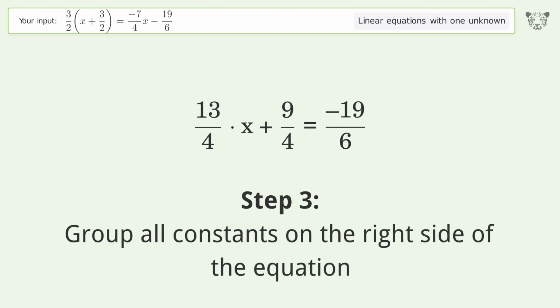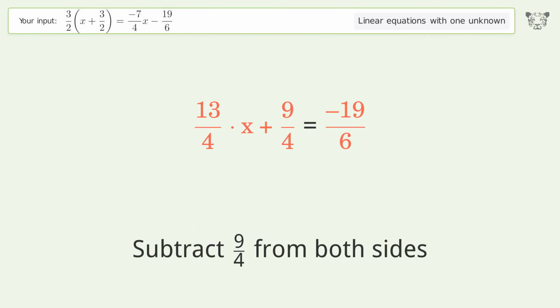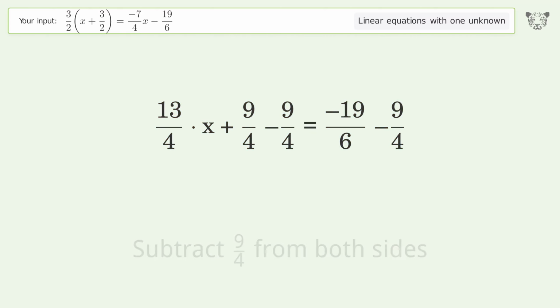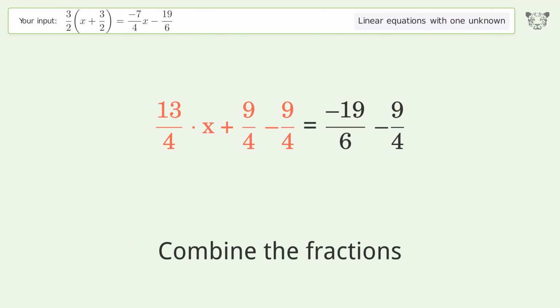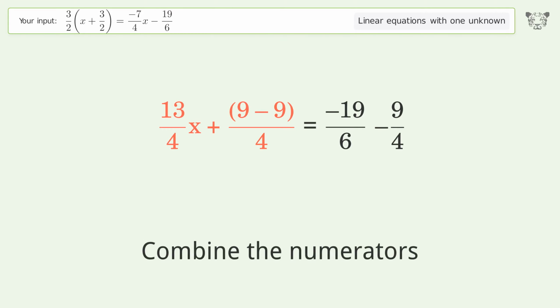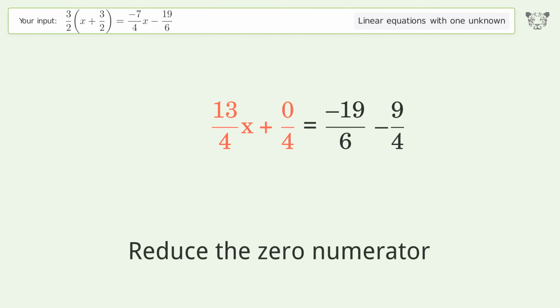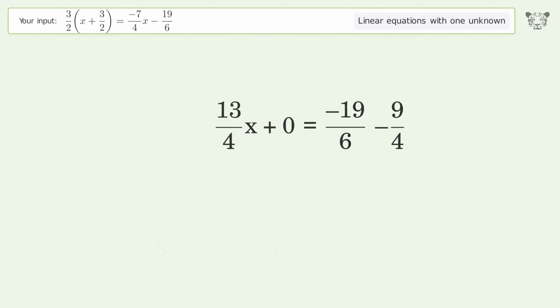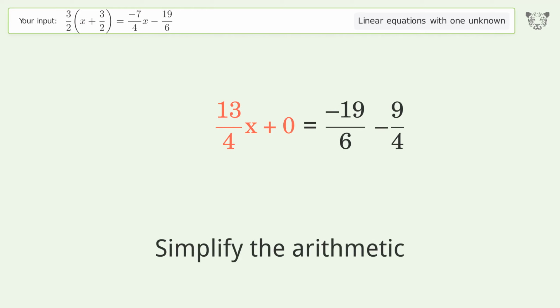Group all constants on the right side of the equation. Subtract 9/4 from both sides. Combine the fractions. Combine the numerators. Reduce the zero numerator. Simplify the arithmetic.